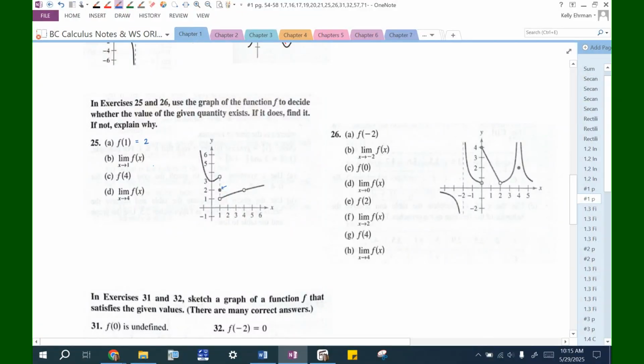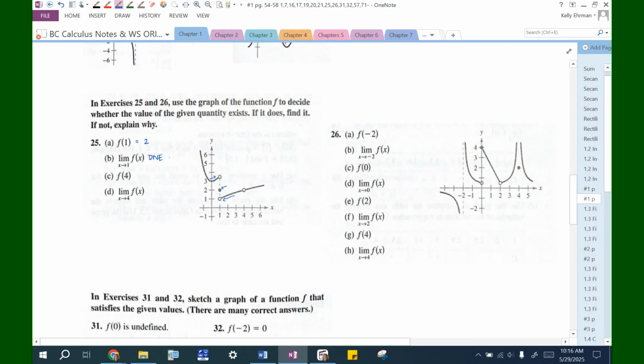The limit as x approaches 1 of f of x. So remember, the limit is what is the graph approaching on the left and what is the graph approaching on the right. These are different values. The left-sided limit looks like 3.5 maybe, and the right-sided limit is 1. So this does not exist.